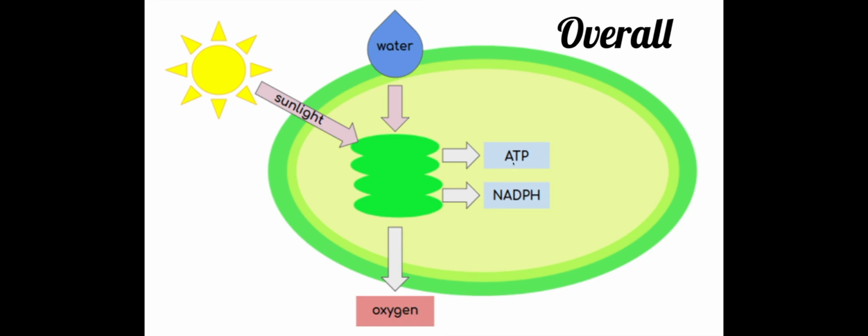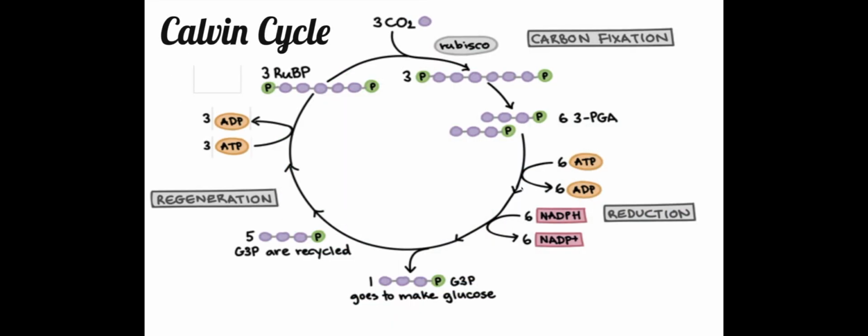Now, what happens with the ATP and NADPH? What happens to those two? Well, that is where the Calvin cycle kicks in. The whole purpose of the Calvin cycle is to convert carbon dioxide into glucose, which the plant can later use. It uses the ATP and NADPH from the light reactions along with carbon dioxide and turns it into glucose.